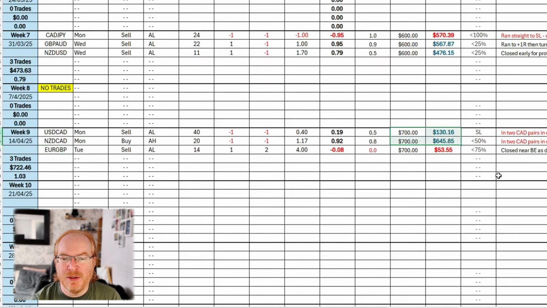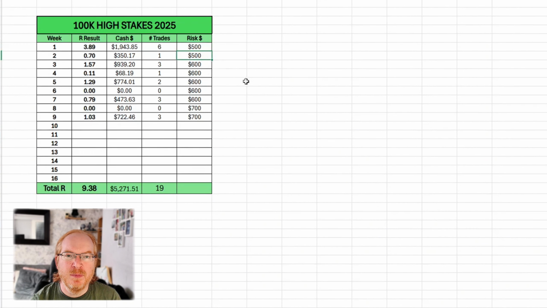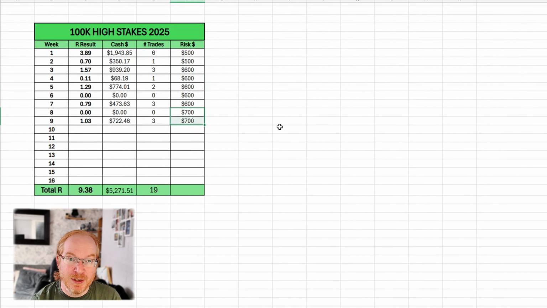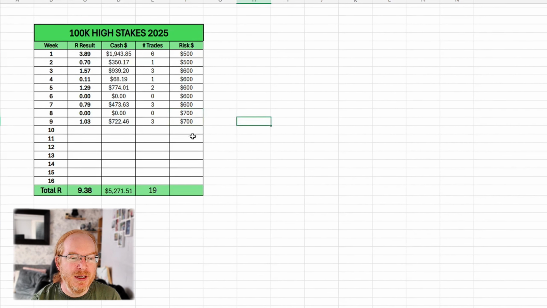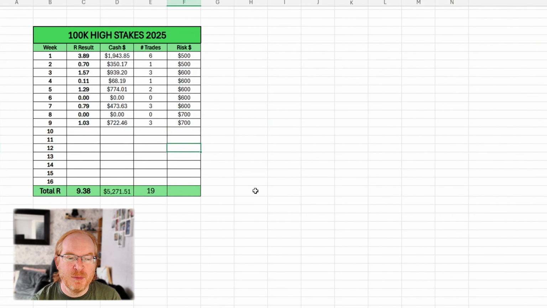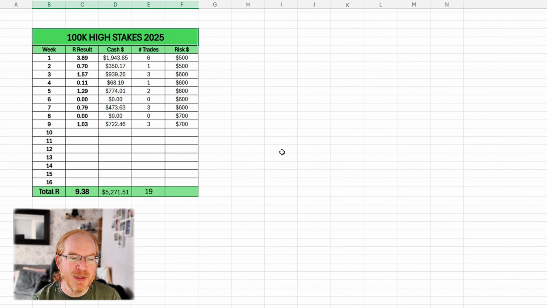There we go, so week 9. As you can see, we're having a good time. It's fine. And we're increasing the risk slowly. So we started off at $500 per risk for the first 2 weeks. Then we moved to $600 risk per trade for a good 5 weeks. And then we decided to bump it up to $700 per trade. And then obviously we'll go up to 800 as and when, approaching $1,000 per trade. It's a 100k account, so $1,000 is only 1%.